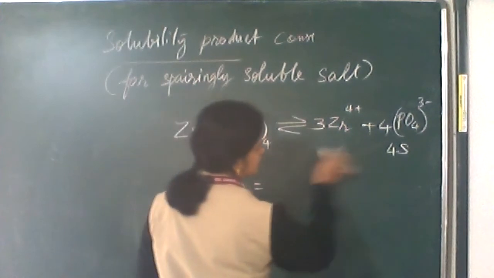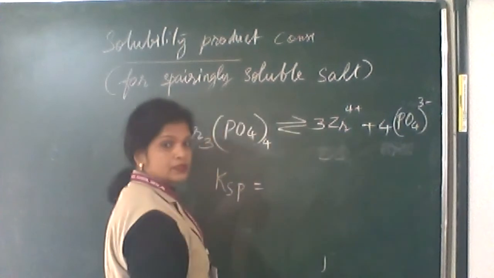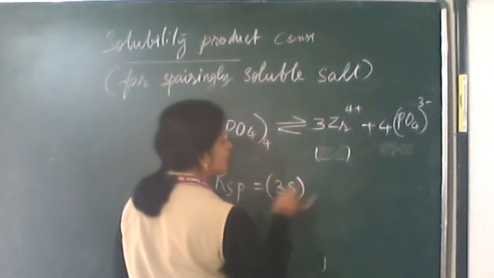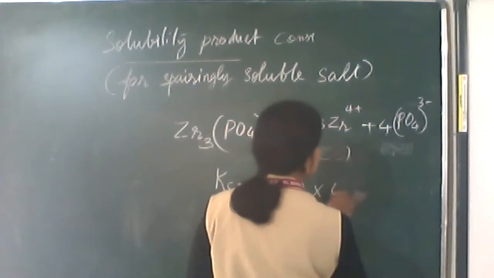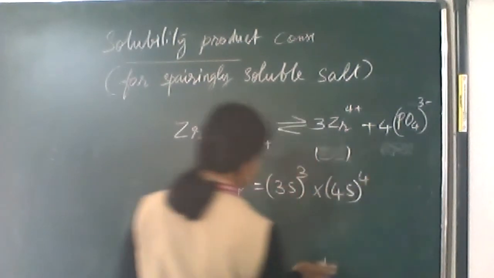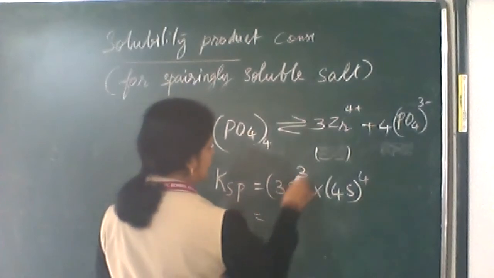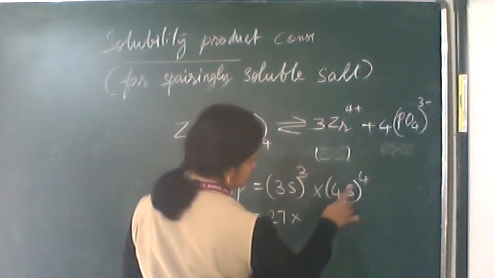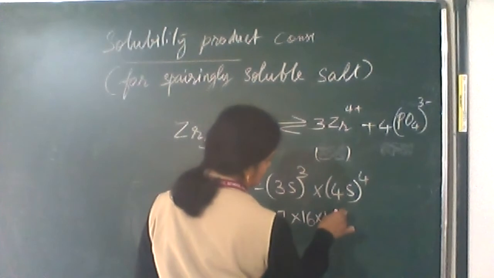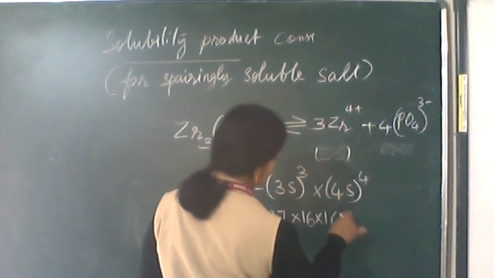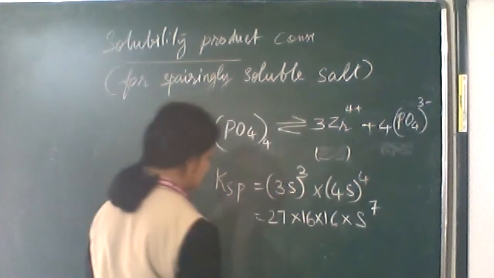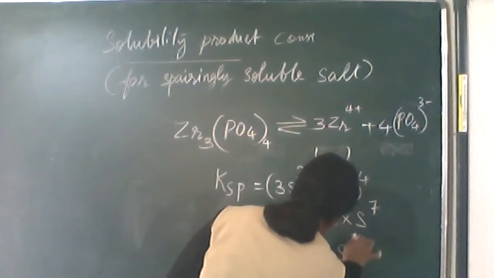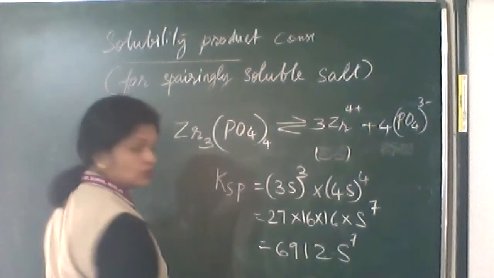That is the conservation. So this is raised to this power: 3S to the power 3 into 4S to the power 4, which is equal to 27 into 256 into S to the power 7, right? Which is equal to 6912 S to the power 7, or solubility we can calculate.